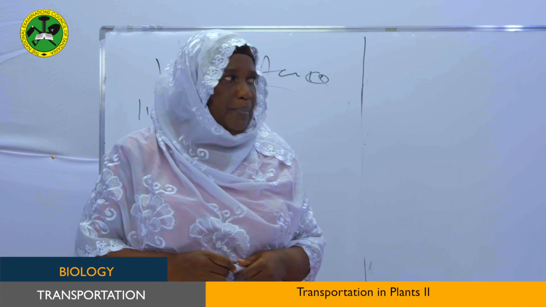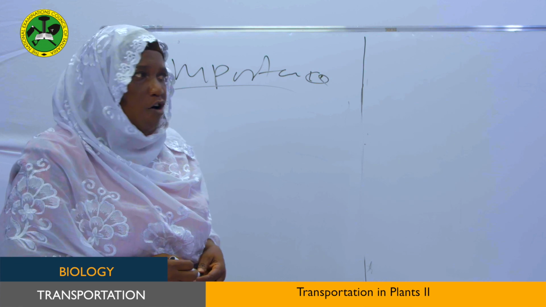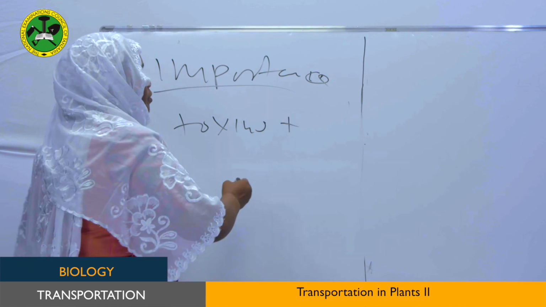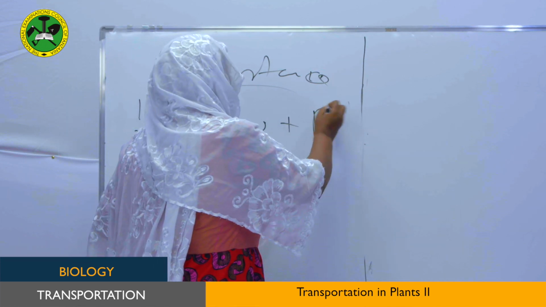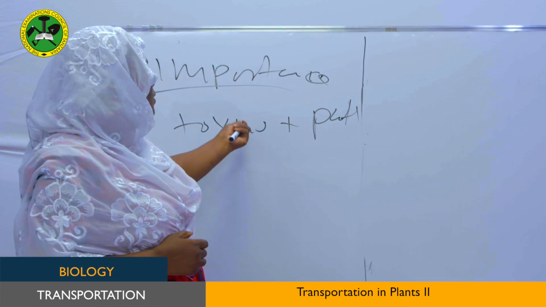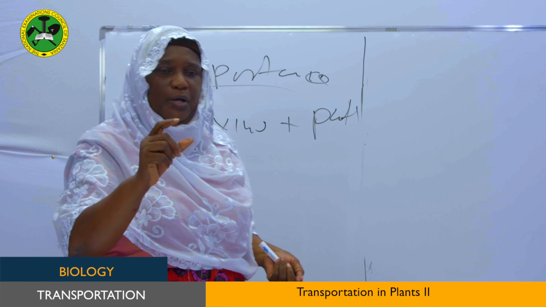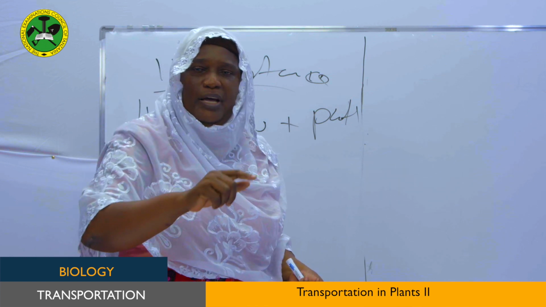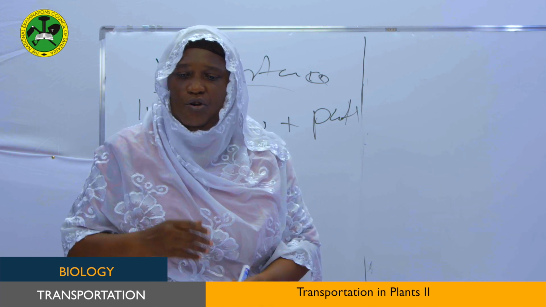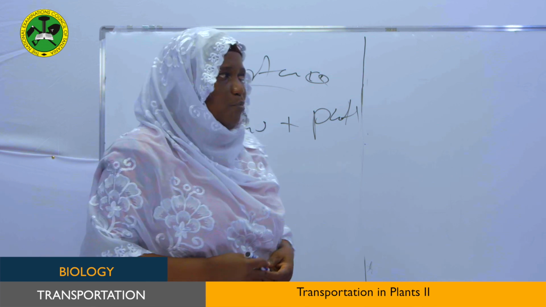Second, it prevents entry of toxins and other pathogens. Therefore, you don't expect toxins to enter the xylem vessel. That is why materials which move along the cell wall should be pushed to enter the protoplasm, in order to make sure that no toxins enter the xylem.